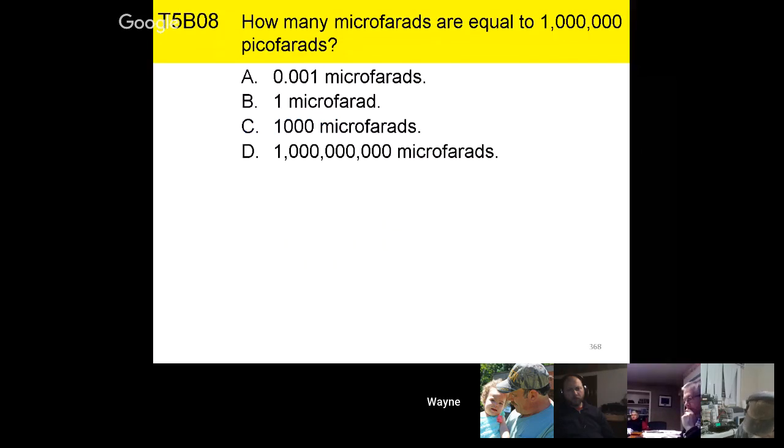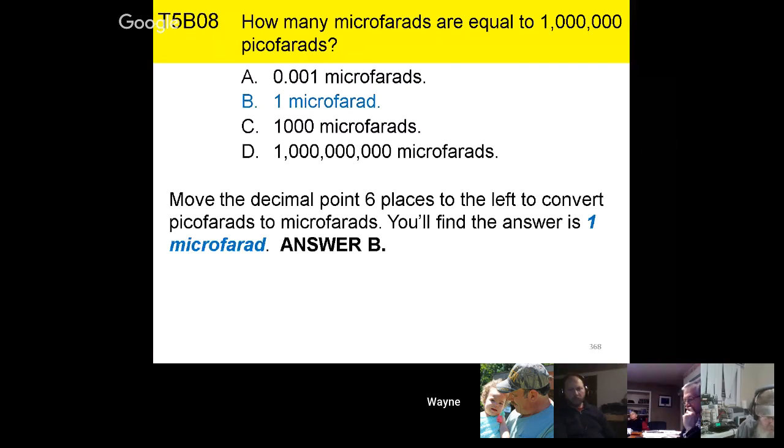How many microfarads are equal to 1 million picofarads? A little bit more difficult here. If you understand what a picofarad is, contrasted to a microfarad, then you know that your answer would be B, or 1 microfarad is equal to 1 million picofarads. Move the decimal point 6 places to the left.